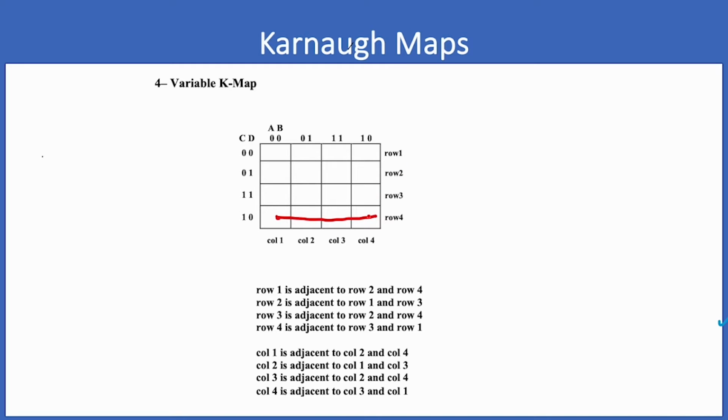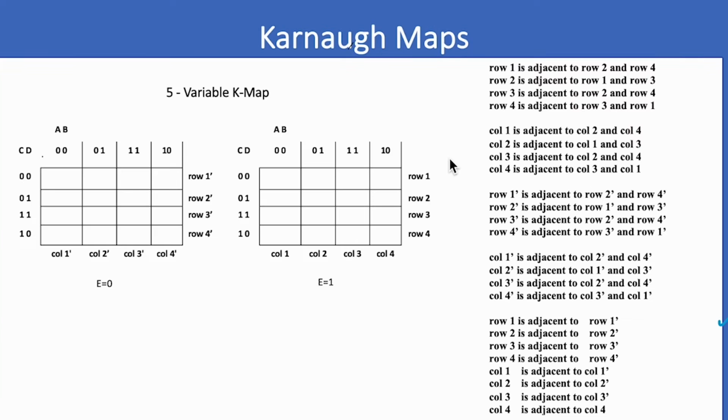Now, the bottom row is adjacent to the top row. And vice versa. The top row is adjacent to the bottom row. So every row is adjacent to 2 rows. So row 4 is adjacent to the one that's next to right here, and also row 1. So it's adjacent to this one and adjacent to that one. And we're going to see why that's important when we start doing minimization. So you just kind of have to realize that that's the way it is.